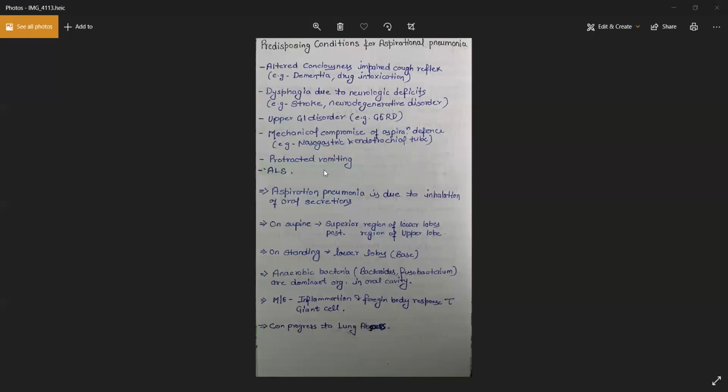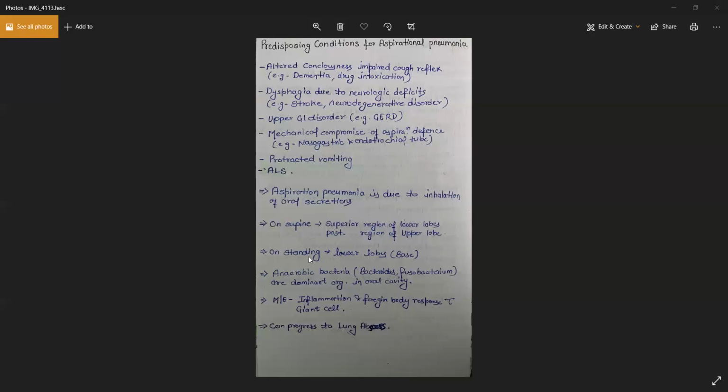What are the main anaerobes of your oral cavity? Fusobacterium. Fusobacterium, Peptostreptococcus, Bacteroides. Remember? Yeah. So these are the main organisms residing in your oral cavity. So you will always find these organisms in the lungs. When you perform bronchoalveolar lavage and sputum analysis, you can find these bacteria, right?